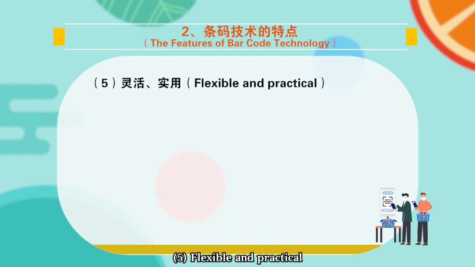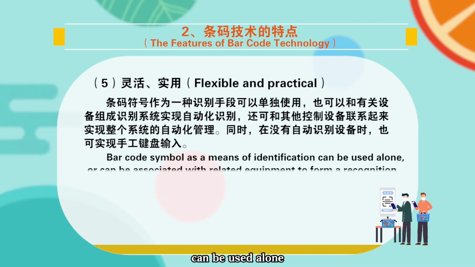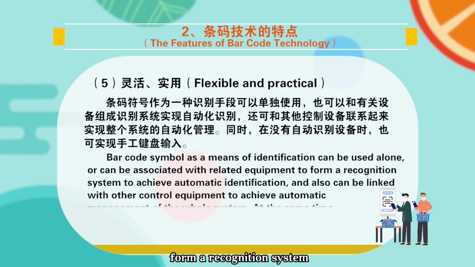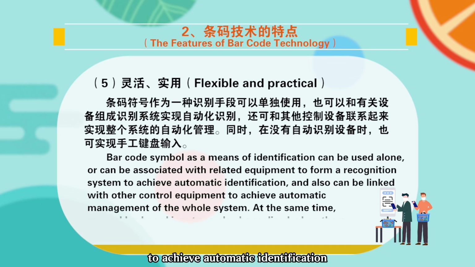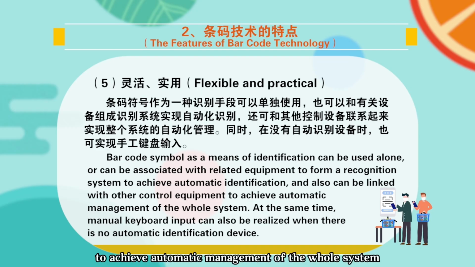5. Flexible and practical. Barcode symbol as a means of identification can be used alone or can be associated with related equipment to form a recognition system to achieve automatic identification, and also can be linked with other control equipment to achieve automatic management of the whole system. At the same time, when there is no automatic identification device, manual keyboard input can also be realized.